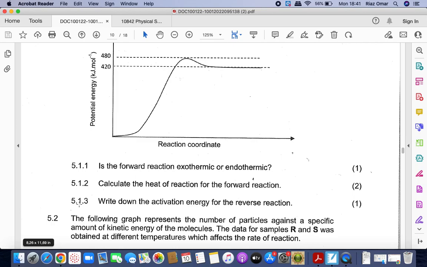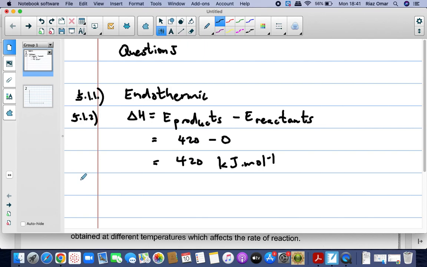The next question is: write down the activation energy for the reverse reaction. The reverse reaction will be from the back. If you start here and go backwards and down this way, the activation energy from the beginning to the highest peak, from 420 to 480, will be 60 kilojoules per mole. So it will be in this area. 5.1.3, 60 kilojoules per mole.